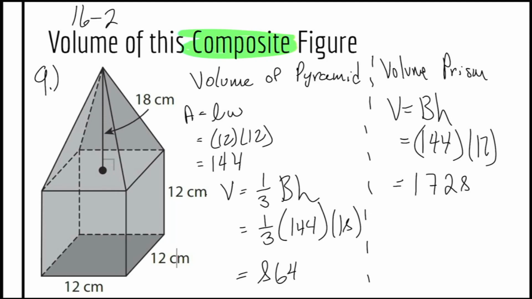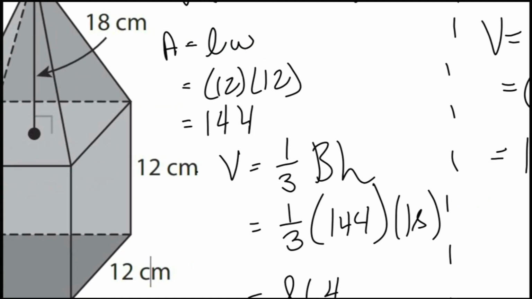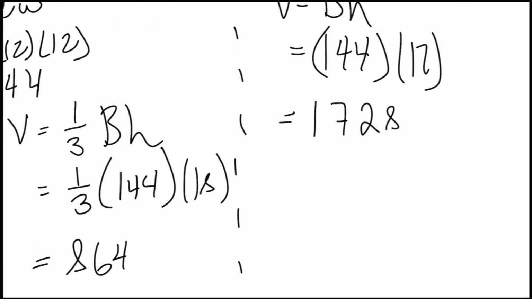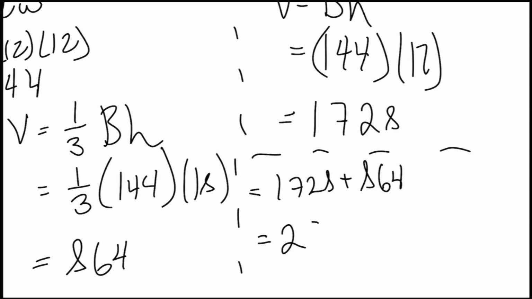Am I done? No. I'm trying to find the volume of the composite figure. So I need the volume of this pyramid plus the volume of this prism. So I'm going to add my 864 plus my 1728. I did not mean to do that. That's funny. All right, so 1728 plus 864. That's going to be equal to 2592.